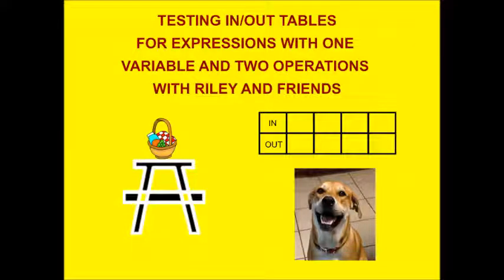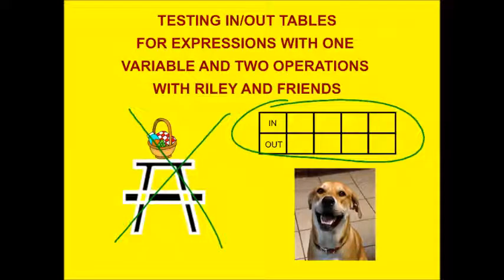All right, today for homework, we're going to test in and out tables for expressions with one variable and two operations. And Riley and some friends are going to help us out. First of all, that is not the right kind of table. An in and out table is set up like this. Let's begin.